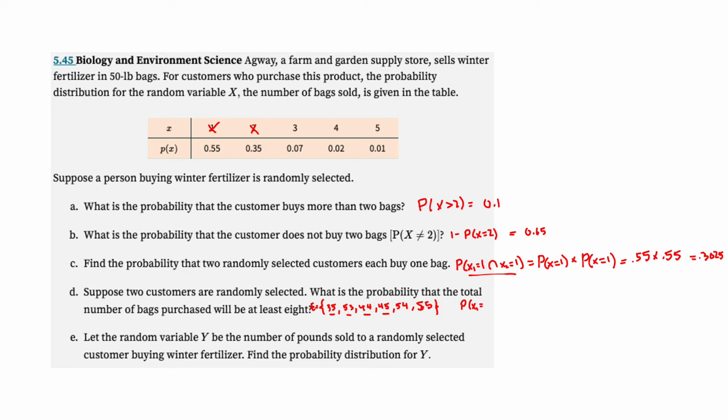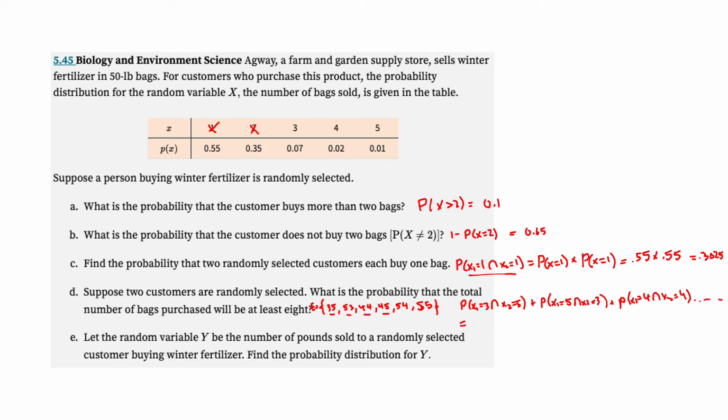Probability of x1 is equal to 3, and x2 equal to 5. Plus the probability that x1 is equal to 5, x2 is equal to 3. Okay, and you can kind of see where this is going at this point, hopefully. x1 is equal to 4, and x2 is equal to 4. Okay, and you would continue this on for all of them and add them up.